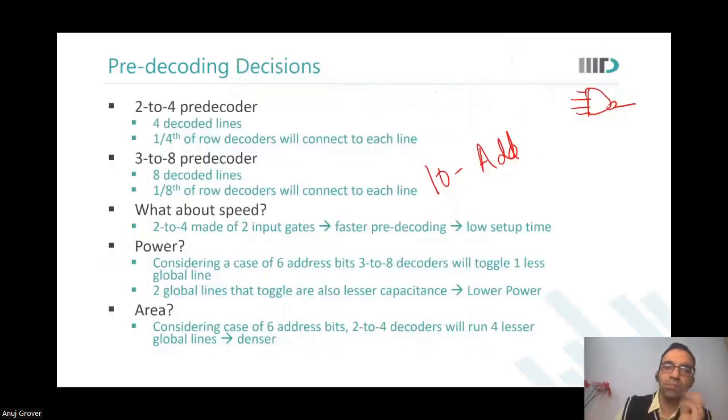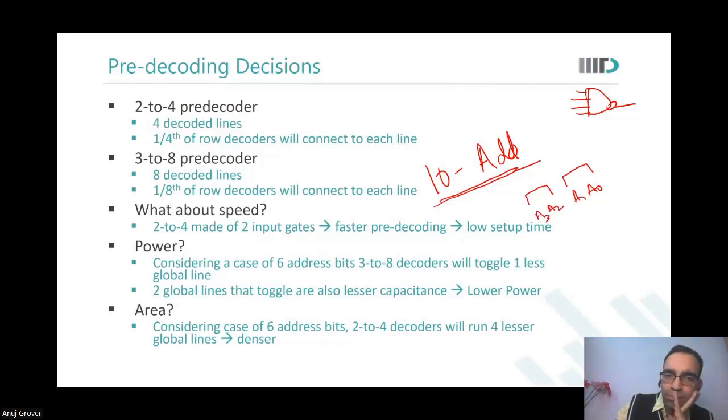Okay. So now, how would you distribute these 10 address bits? In the previous example, we distributed into 2 blocks, A0, A1, and another block of A2, A3. Now you have 10 address bits. How would you club them? You could do 3 to 8 decoders and 1 to 2 decoders. That would take care of 10 address bits. Or you could do 2 3 to 8 and 2 2 to 4. Which one would you prefer?